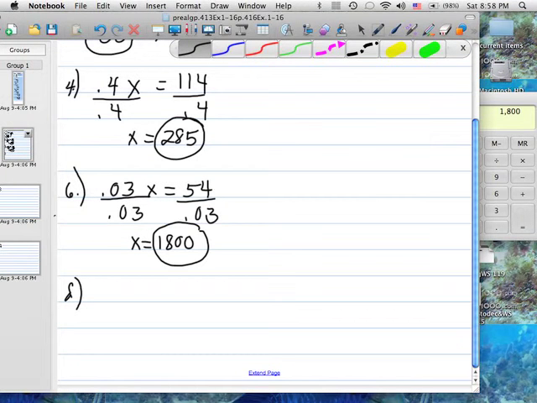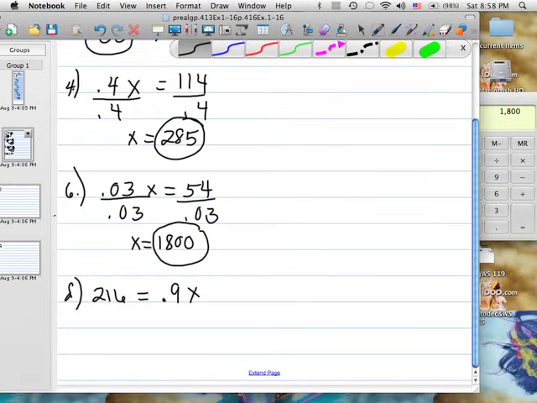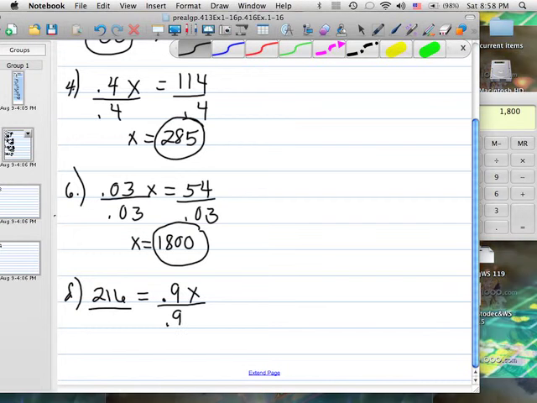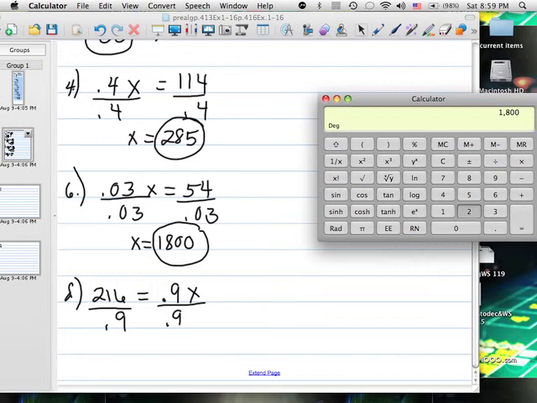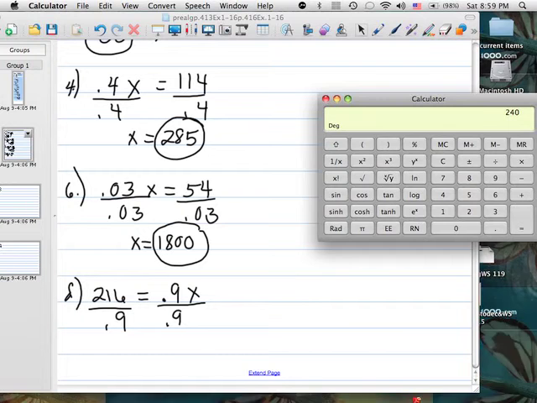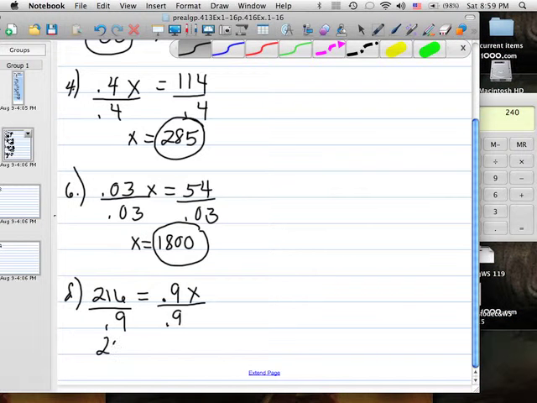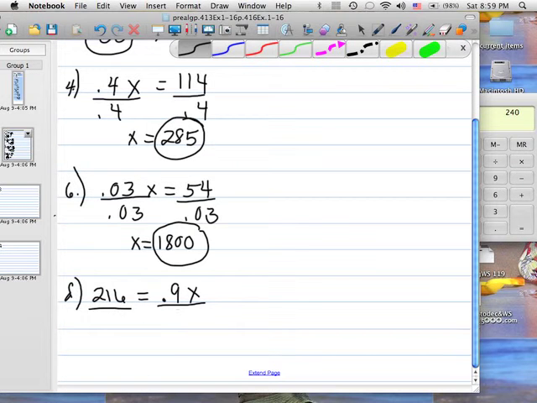Number 8, 216 equals 90%, 0.9 of what number? So we'll use X for what number? Divide both sides by 0.9 to solve for X, to find the whole amount. 216 divided by 0.9 is 240. So 240, if I take 90% of that, I'll get the 216.